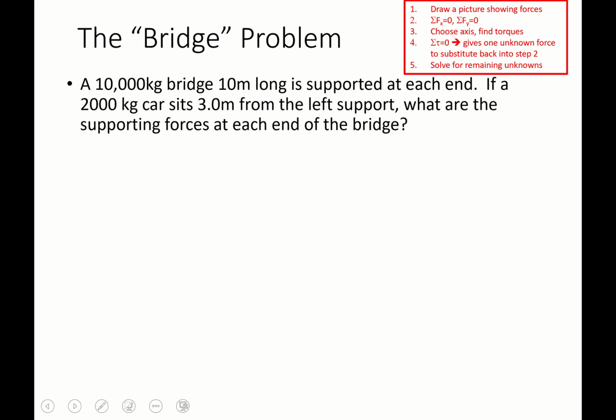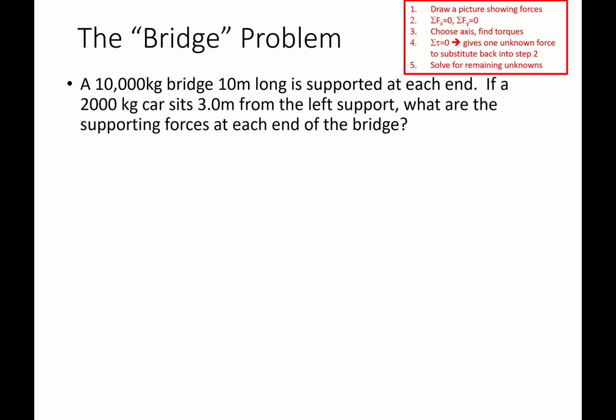Okay, so now let's do another problem, and this sort of bridge problem is really standard. So you have problems that look like this with a kid on a diving board, or painters standing on a scaffold. This is a very, very typical problem, and make sure you know how to do this kind of problem. So let's say we have a 10,000 kilogram bridge that's 10 meters long and it's supported at each end. Now we have a 2,000 kilogram car sitting 3 meters from the left side, and we want to know what are the supporting forces at each end of the bridge.